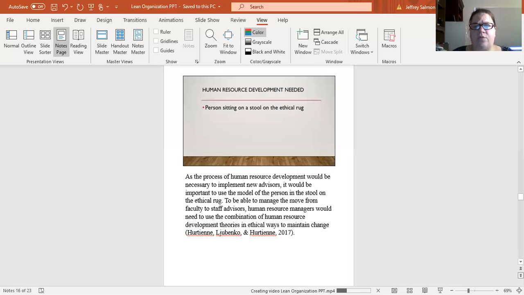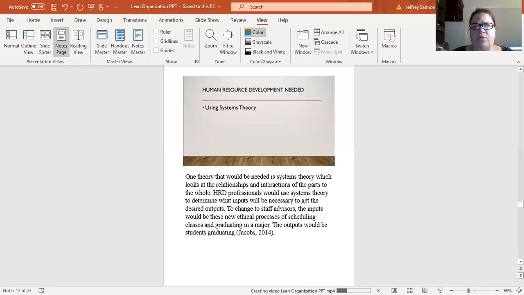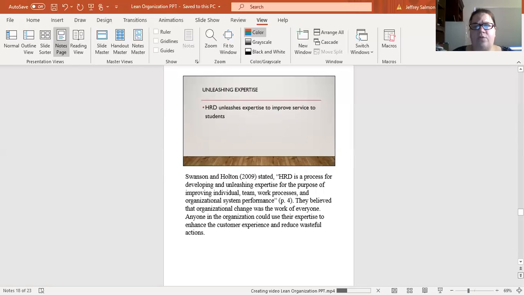One theory that looks at relationships and interactions is systems theory, which HRD professionals would use to determine what inputs will be necessary to get desired outputs. To change to staff advisors, the inputs would need to be graduating. Swanson and Holden stated, HRD is a process for developing and unleashing expertise for the purpose of improving individual, team, work processes, and organizational system performance. They believe that organizational change was the work of everyone. Anyone in the organization can use their expertise to enhance the customer experience and reduce wasteful actions.